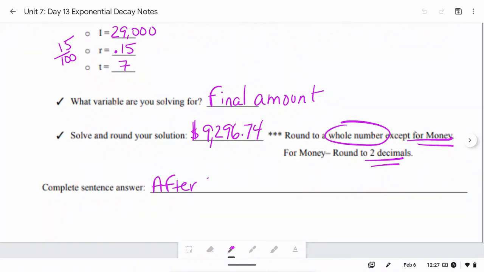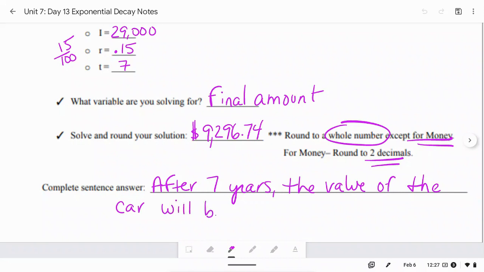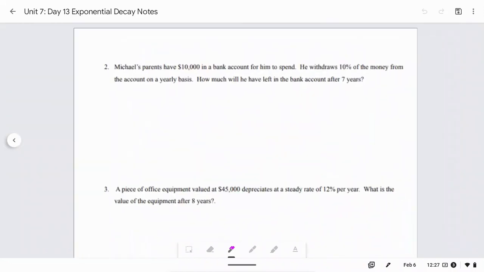So after 7 years, the value of the car will be $9,296.74. So since you're already kind of familiar with these types of problems, I only have 3 more examples that I want us to try on the back page. So let's try 3 more examples.